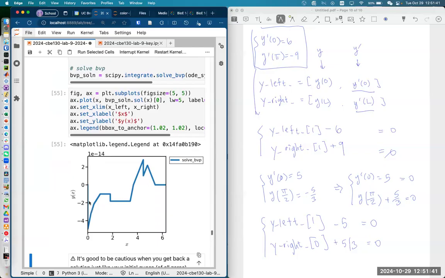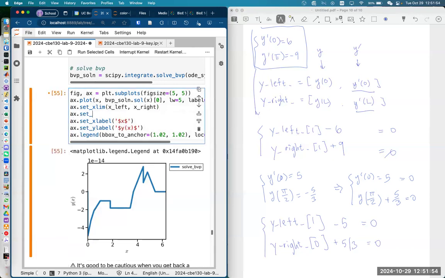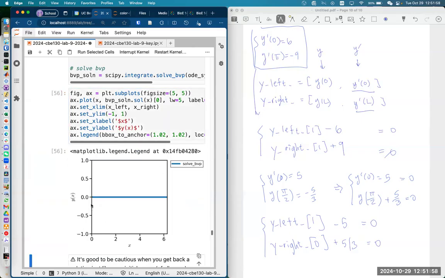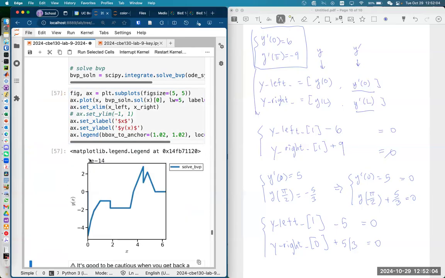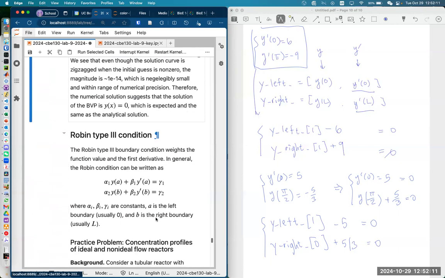It looks zigzagged going up and down, but if you look at the scale, it's 1e minus 14, so this is 10 to the minus 14. That is close to the numerical roundoff error. So this will disappear if you set the y limit to say -1 and 1. Then you see that this is indeed the trivial solution, y is equal to 0. Even if you don't do that, you should realize from the scale that this is essentially just 0. Any question?